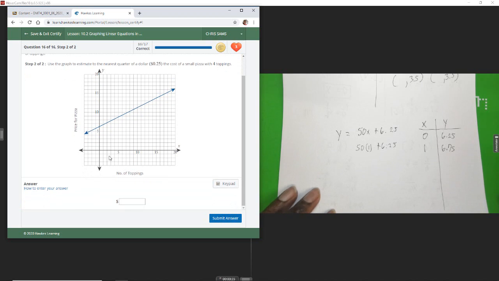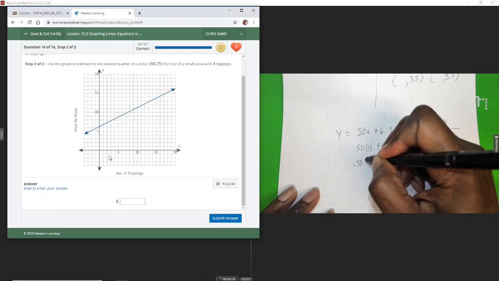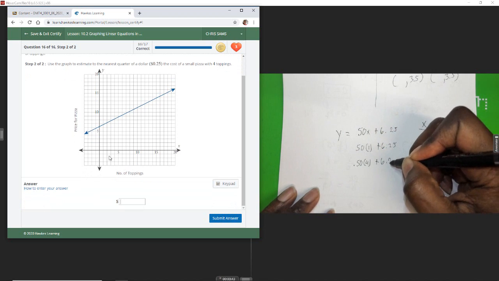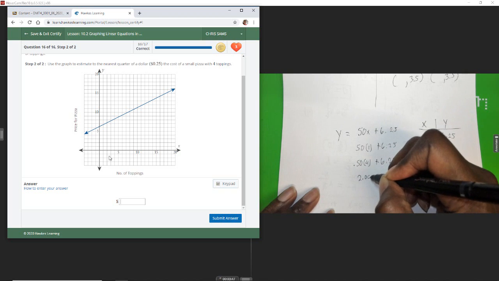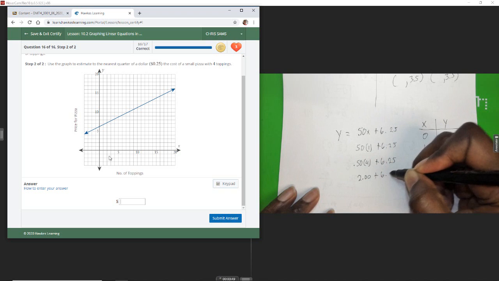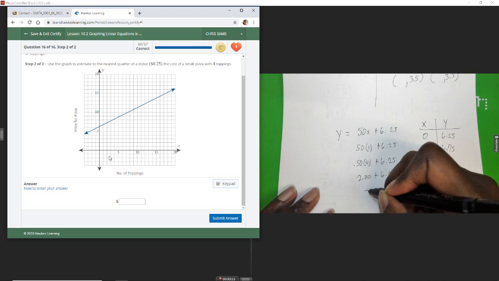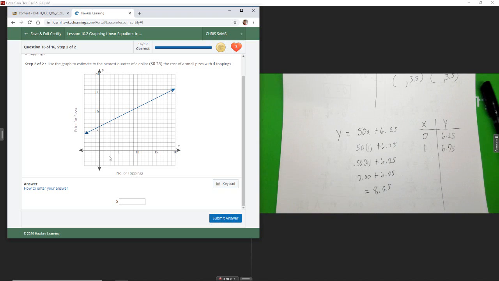Okay. So all we have to do is plug in 4, and 4 times 50 gives us $2, and so our 6 plus 2 gives us $8.25. Okay. So looking at that line, I could tell it's right above 8. I think I was saying 8.5, but 8.25.